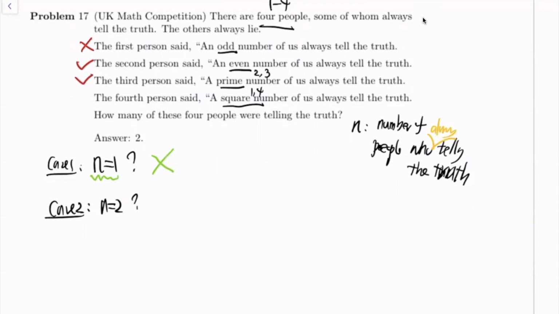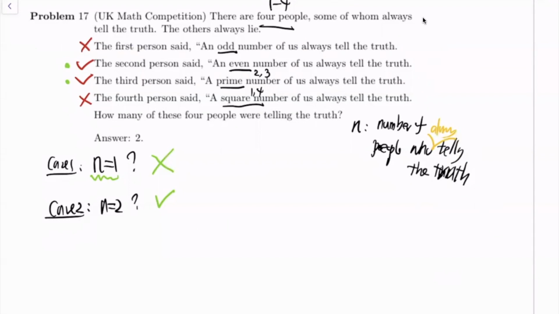Keep that in mind. The first one is not correct. And then you see, hey, yes, they're exactly those 2 people who are telling the truth, right? So this actually is okay. If there are 2 people who are telling the truth, then there's nothing wrong with that.